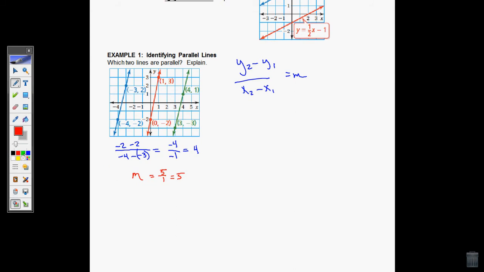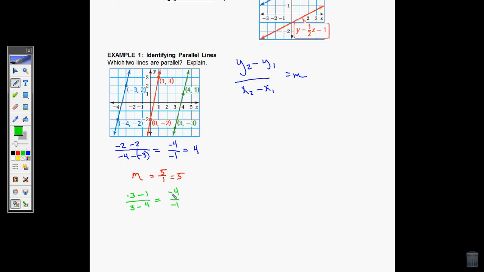Now for the green, let's go back to doing the formula just so that we can really solidify that. Let's say that, again, this is going to be my 1's and this will be my 2's. Alright, so y2, negative 3 minus y1, which is going to be a 1. And x2, which will be a 3, minus x1, which will be a 4. That means negative 3 minus 1 is negative 4. And 3 minus 4 is negative 1.